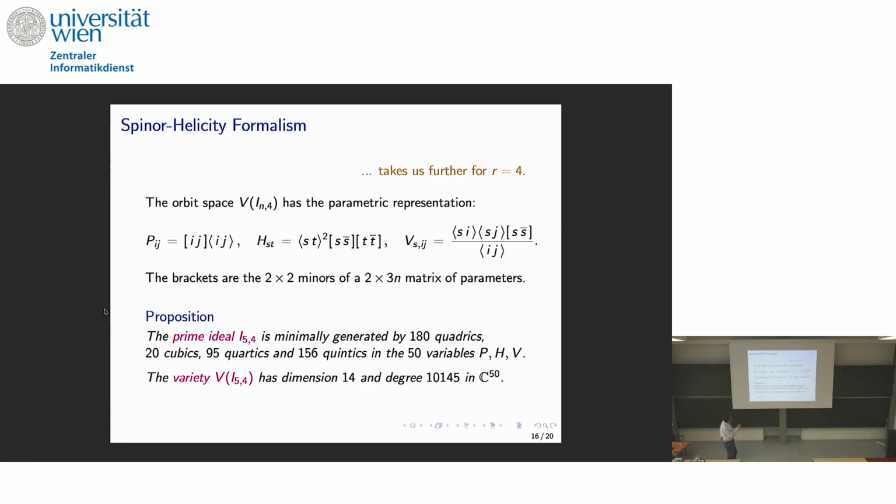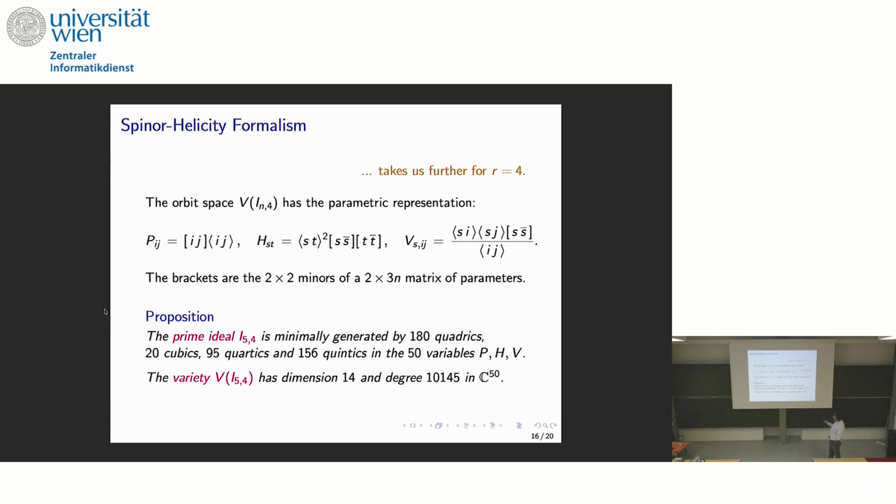It turns out that our orbit space, so this is Vn4, our quotient, the affine variety that we got by taking the quotient in this field theoretic sense modulo the additive group, can now be made manifest, that is to say, has a very nice parametric representation like this.